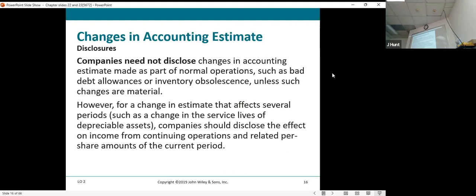Because you want the reader to know, okay, this is what you did. Just in case you might have been doing it for something untoward, they are clear about, okay, you changed this estimate and this was the impact of it.